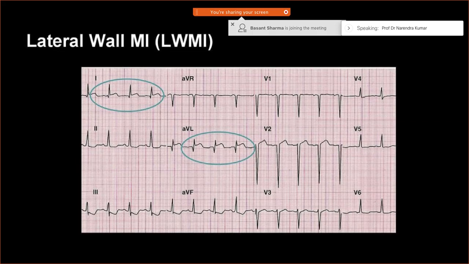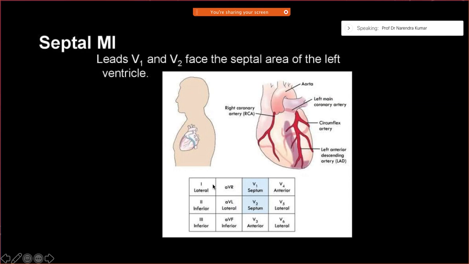So in lateral wall MI, as I was telling you, if we see 1 and aVL, there is ST elevation, and that is why it is lateral wall MI. And in the septal MI, as I had already said, you should look at V1 and V2.